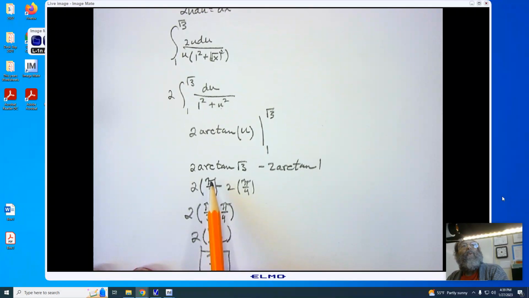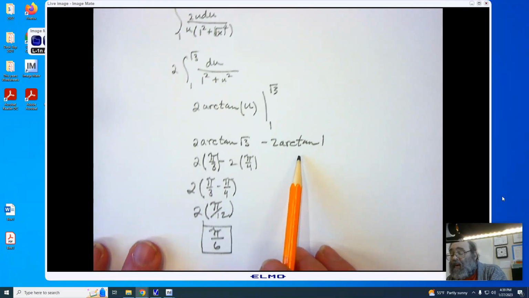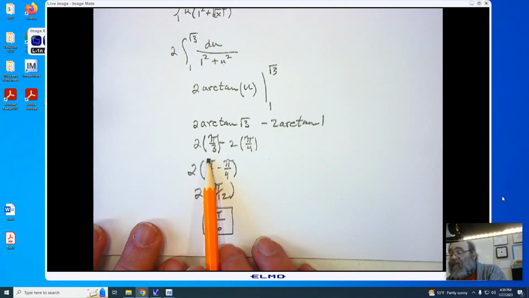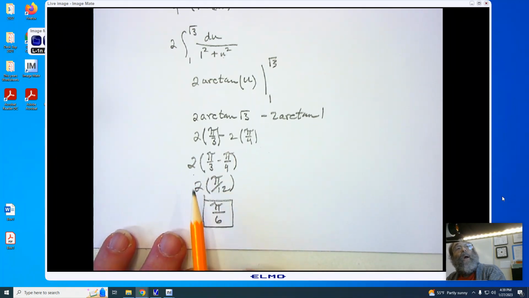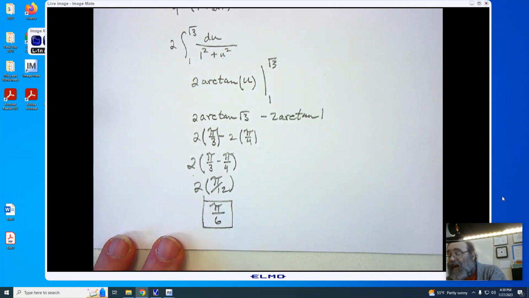I plugged in my root 3. I plugged in my 1. I found what the arctangent of root 3 and the arctangent of 1 were. I factored out the 2. I then simplified, and I simplified to get my answer.